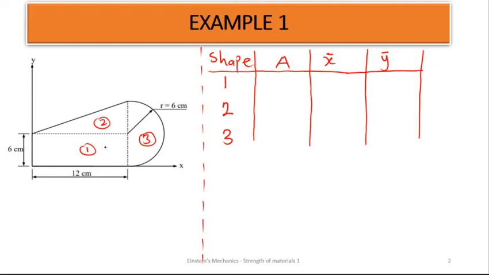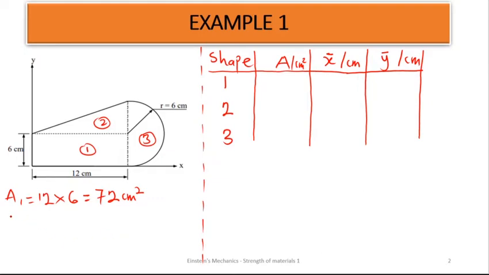Let's look at the area for figure 1. So area 1 is equal to the length times the width, which is 12 times 6, and that is going to give me 72. The area is in centimeter square, since this is in centimeter and this is also in centimeter, giving centimeter square. A2, my A2 can also be calculated.